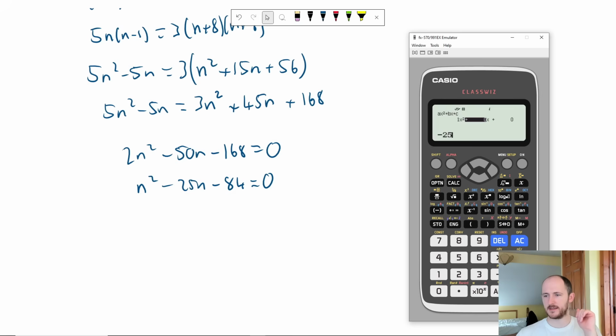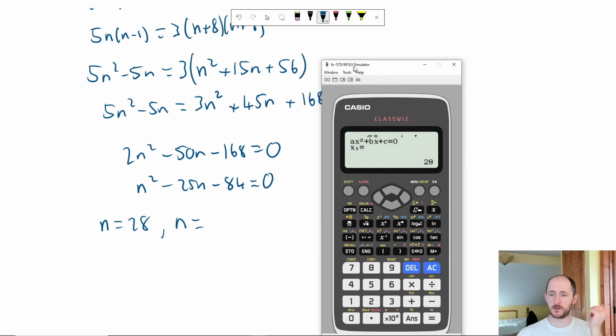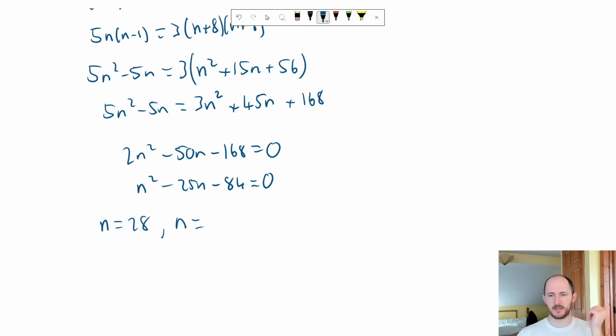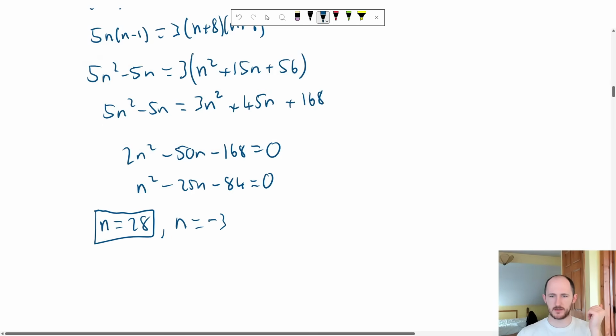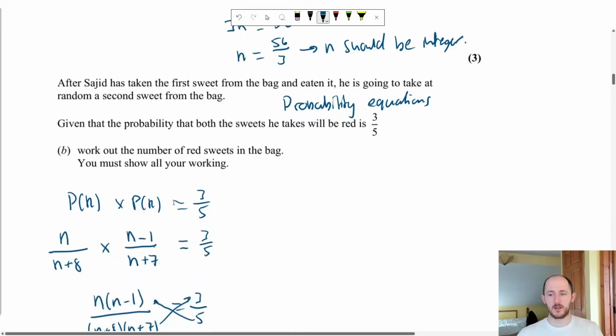See, I said it was quick and easy, and then I'm missing the buttons on the calculator. There we are, so we have 28. And of course we're going to get two values because it is a quadratic. Minus 3. And now you have to think, well, which one must it be? Because it's the number of sweets, I can't have negative 3 sweets. So instead it's going to be 28. And that's your answer. 8 marks, not too bad.